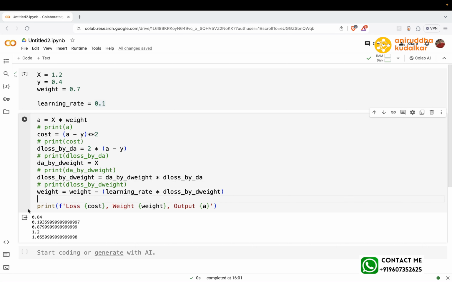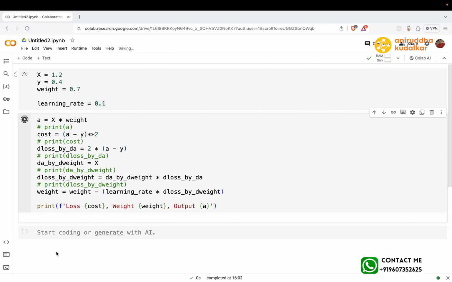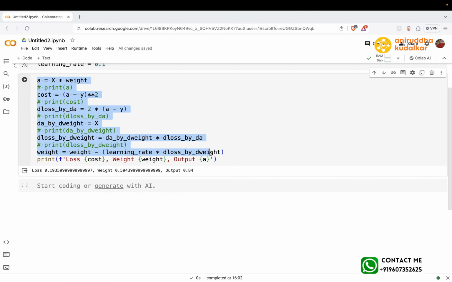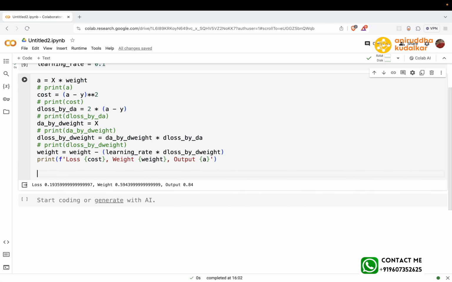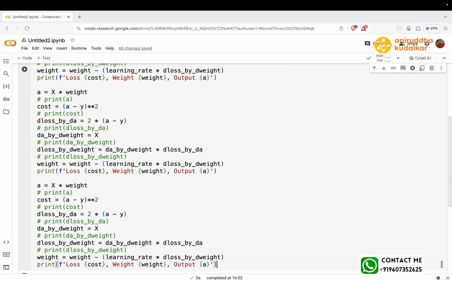Just run this again, and again. Look at the loss, this is the weight, and output 084 is this. Now we need to repeat this step again, and this thing is called the training process. Just repeat this thing.